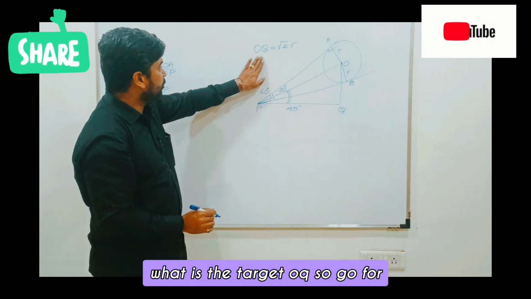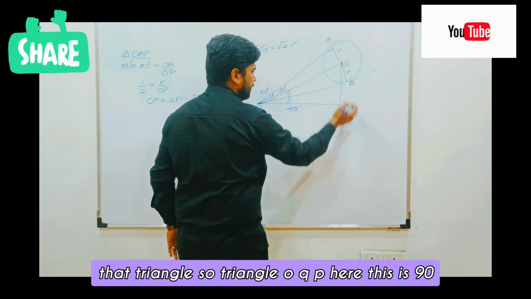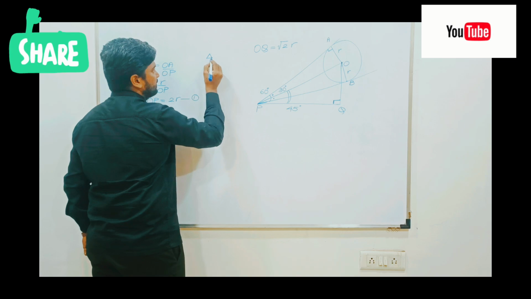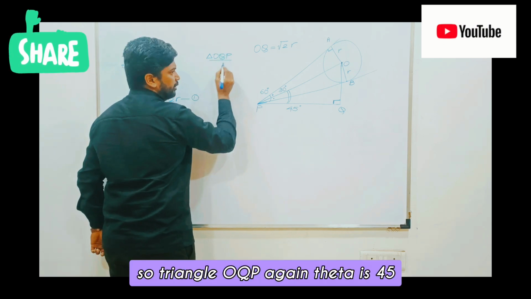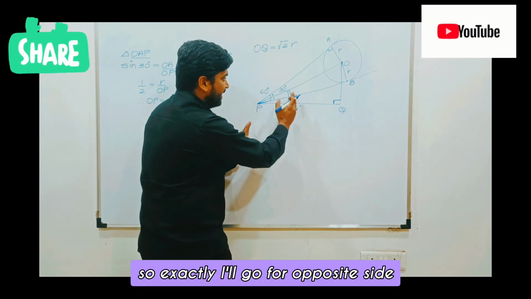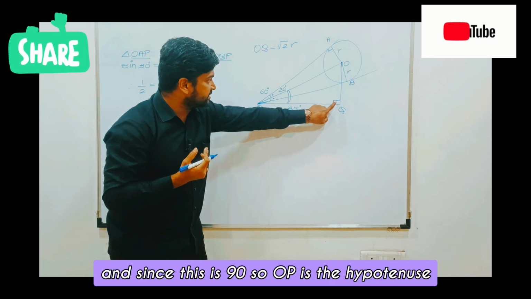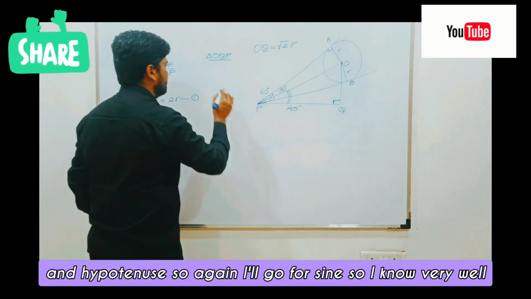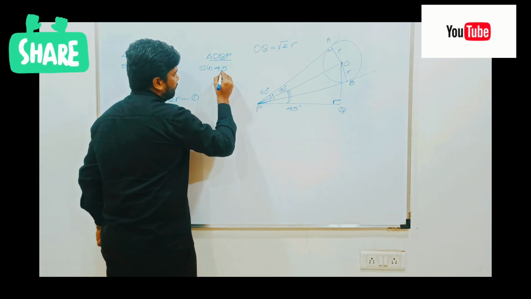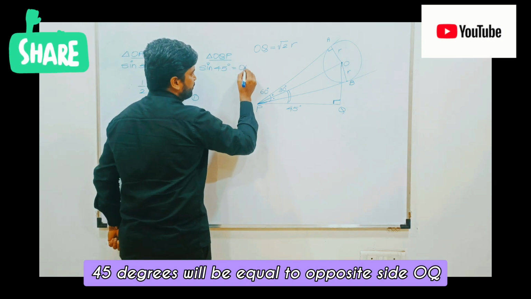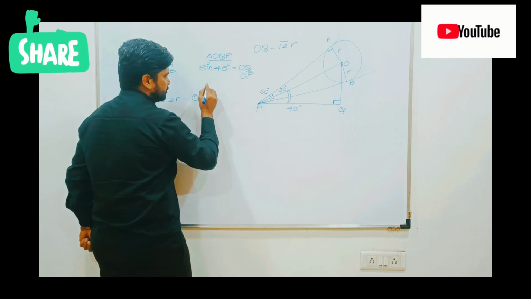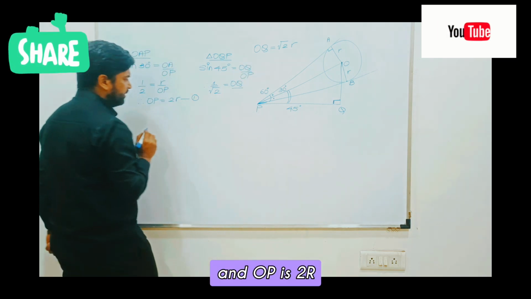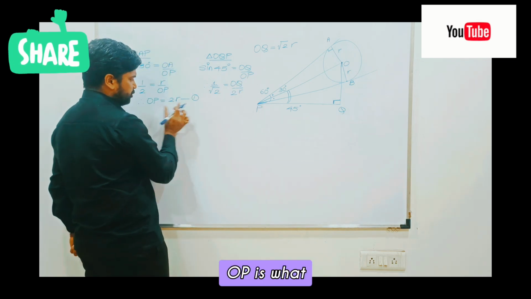Fine, children. Now, what is the target? OQ. OQ is here. So go for that triangle, triangle OQP. Here this is 90. Remember, OQ is the height and height is perpendicular. So now I'll go for triangle OQP, again, theta is 45. So exactly I'll go for opposite side OQ, which is my target. And since this is 90, OP is the hypotenuse which is ready in equation 1. So opposite and hypotenuse, again I'll go for sine. So I know very well sine 45 degrees will be equal to opposite side OQ over the hypotenuse OP. So sine 45 is 1 by root 2. OQ is my target and OP is 2R. Correct? OP is what? 2R from equation 1.